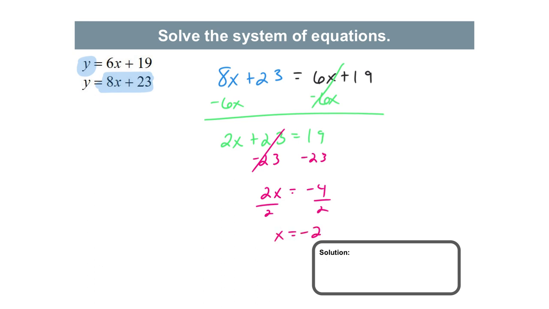I plug it into whichever equation I think looks easier. And then I can put this right into my calculator. I do not need to do this by hand. I can let the calculator do all the work for me, and I should get that y is equal to 7. So my answer, negative 2, 7.